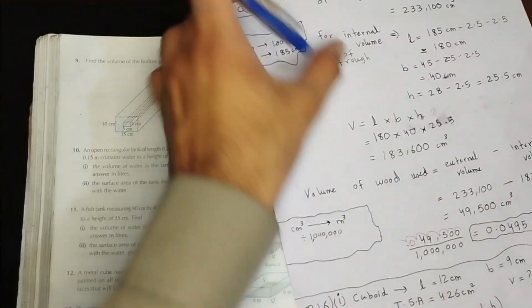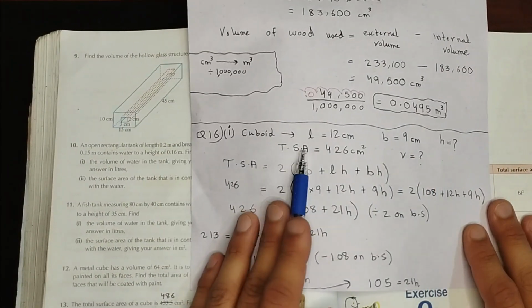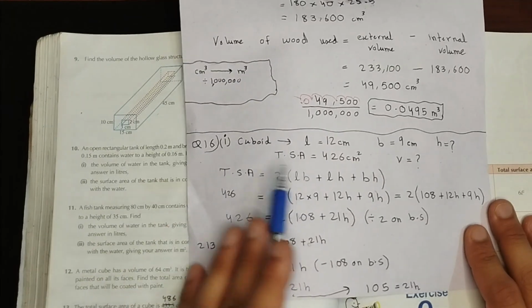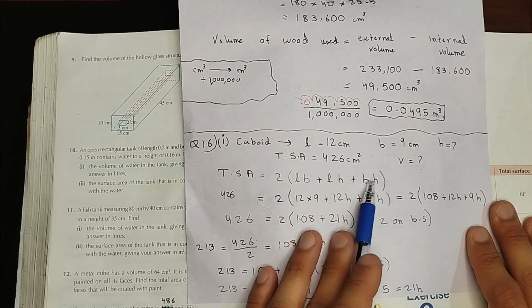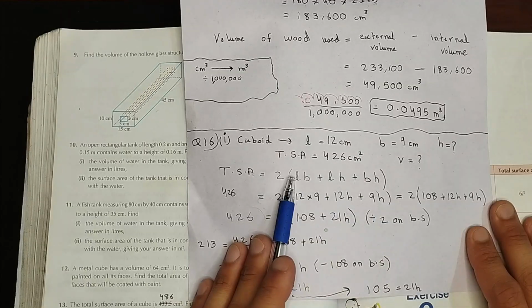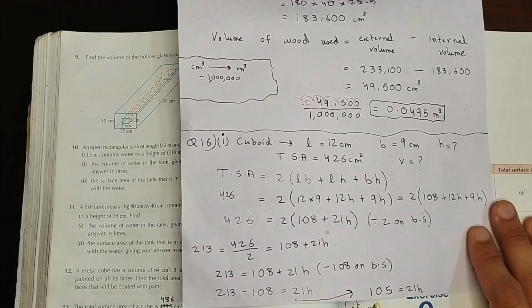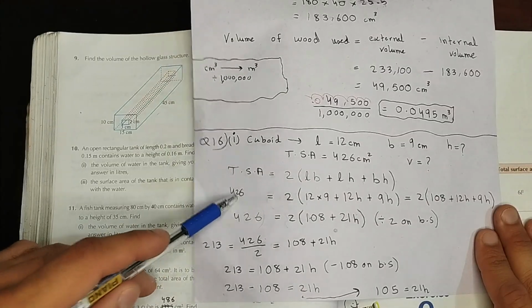But in this question, volume is missing. So what are we going to do? We're going to have to use the formula of total surface area. Total surface area of cuboid is equal to 2 multiplied by, in bracket, length multiplied by breadth plus length multiplied by height plus breadth multiplied by height. Just leave the h as it is because it's going to be our variable and put the values of the other variables. We know the total surface area is equal to 426, so we put its value here.